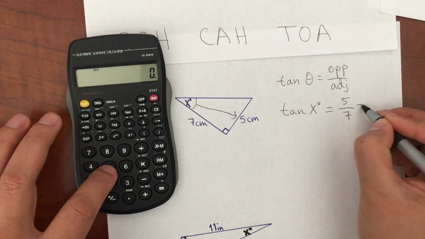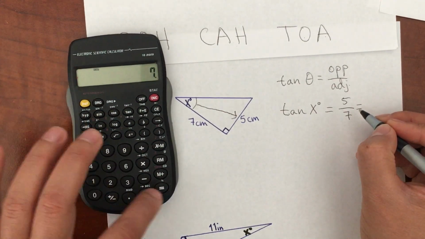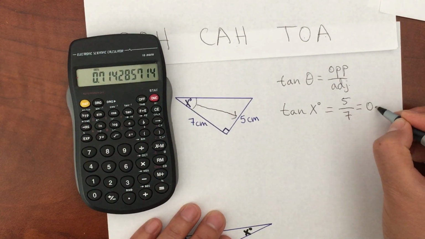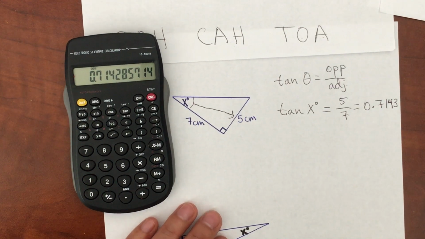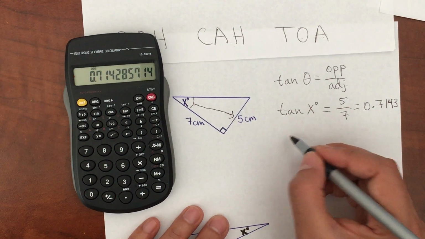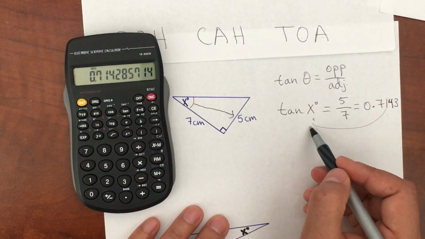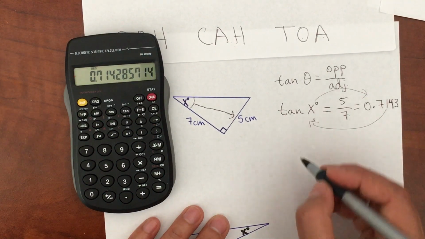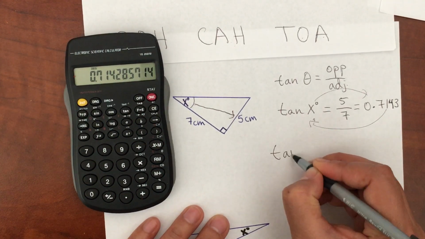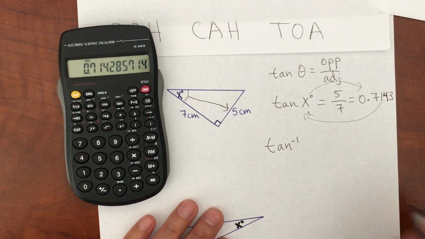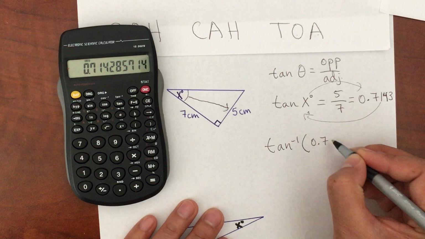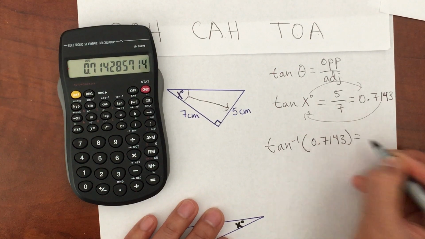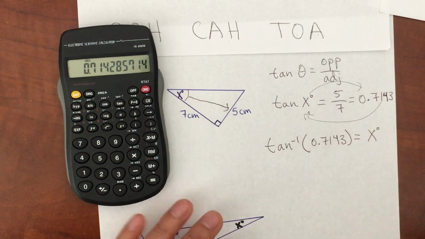And 5 divided by 7 equals 0.7143. I'm going to round to 7143. Remember this switch order. So it's going to be inverse of tan of 0.7143 equals the degrees of the angle.